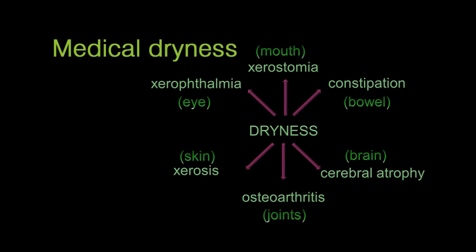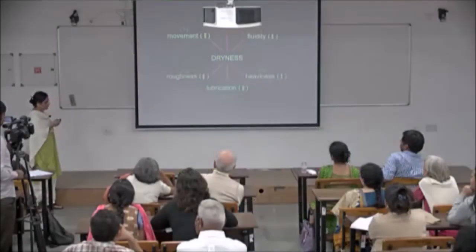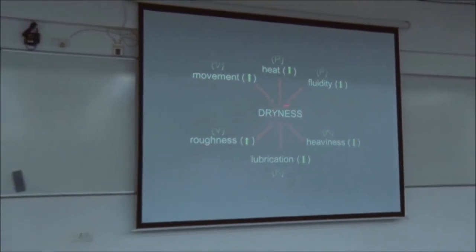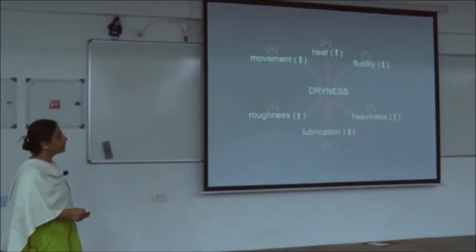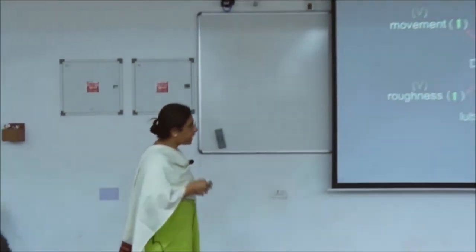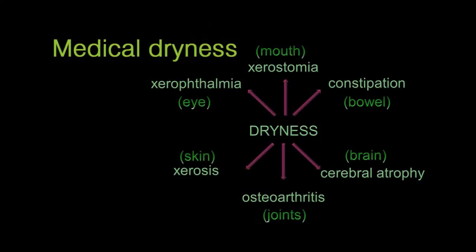Now let me go back to this slide. You see here what happens when dryness increases. There is a decrease in lubrication, right? Now let me explain this with the help of a very common clinical condition, osteoarthritis. How does modern medicine explain osteoarthritis? It says that there is a reduction in the synovial fluid, right?